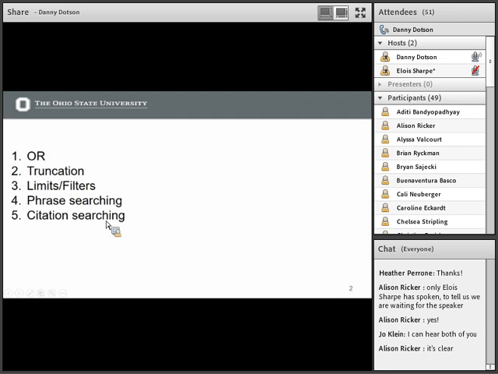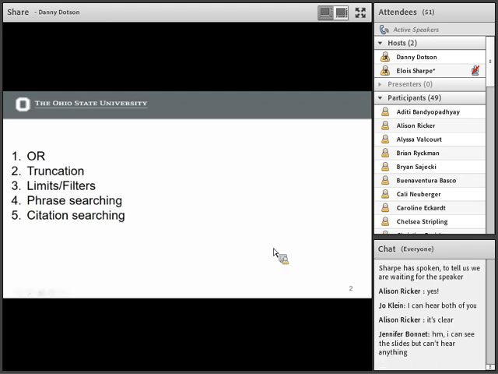The 5 are OR, so this is the Boolean operator OR, it's not an acronym for something. Truncation, limits and filters, phrase searching, and citation searching. And if you guys have seen these in databases and classes or other search features, these are the ones I am particularly focusing on today.